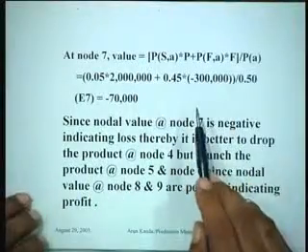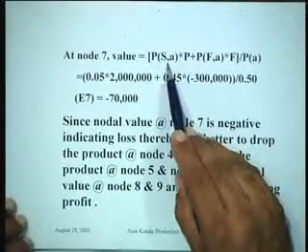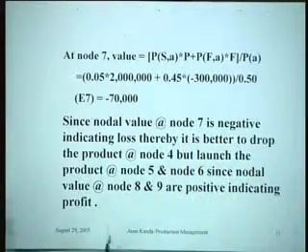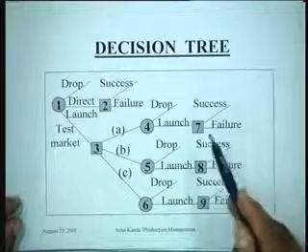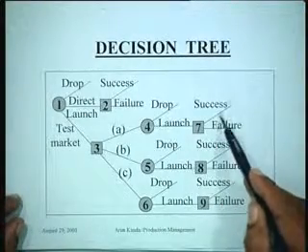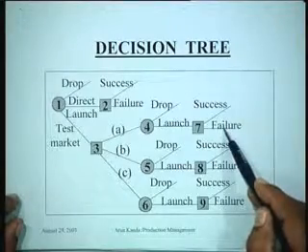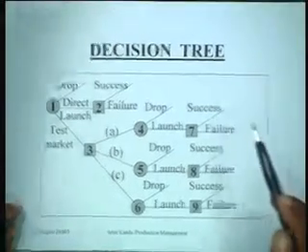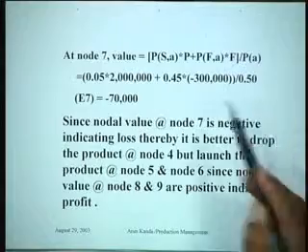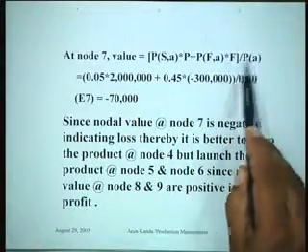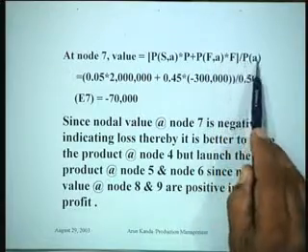For instance, if you consider node 7, what is node 7? Node 7 is here, right? So here you would have the conditional probability of success and the conditional probability of failure. What are these conditional probabilities of success and failure? This is SA divided by probability A, FA divided by probability A.